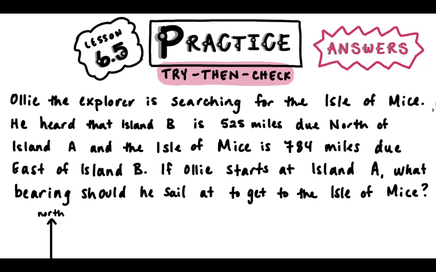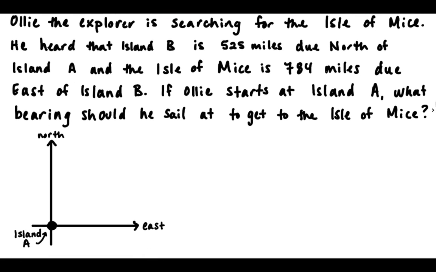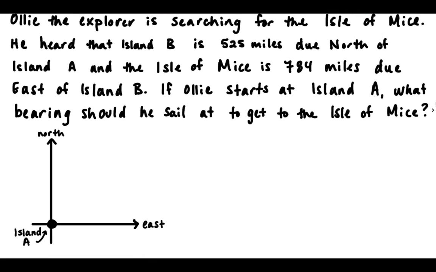Okay, Ollie the Explorer is searching for the Isle of Mice. He heard that Island B is 525 miles north of Island A. So I've got Island A already on the map here. Island B is north, so let's get Island B on the map. Straight north from Island A, here could be Island B.